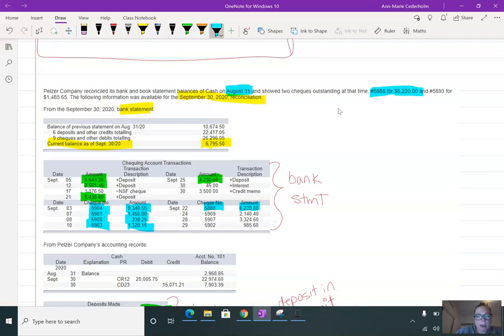And then the other one was 5893 for 1485.65. And I actually don't see it going through on the bank statement, so it means it's still outstanding. So when a check is outstanding for at least 2 months, because that's what it is, I usually would follow up with the person that I wrote the check to see what happened to it, to even see if they received it. So this 1485.65 still didn't clear the bank, so I'm going to move that onto my bank reconciliation.